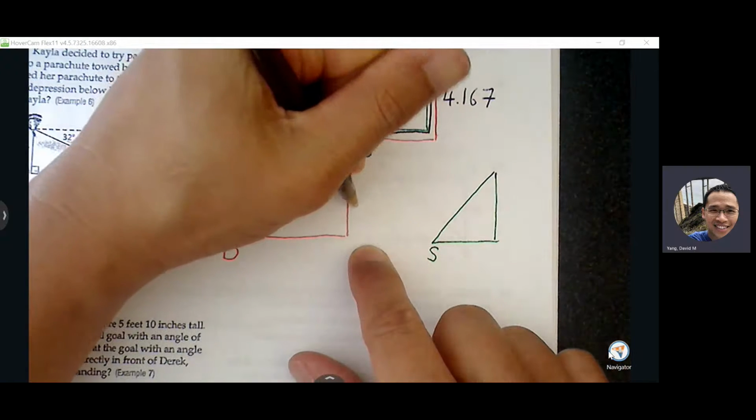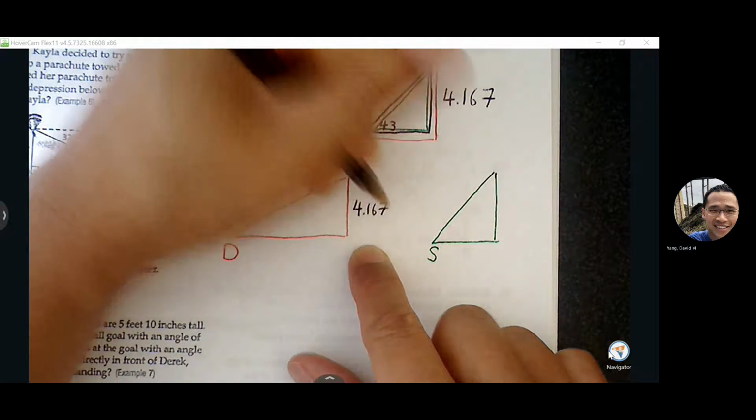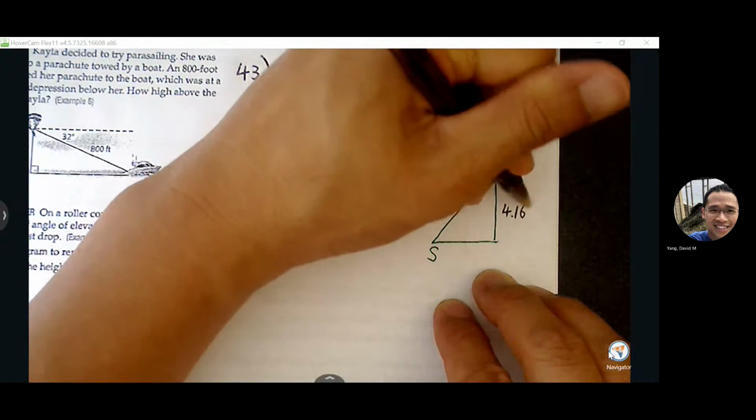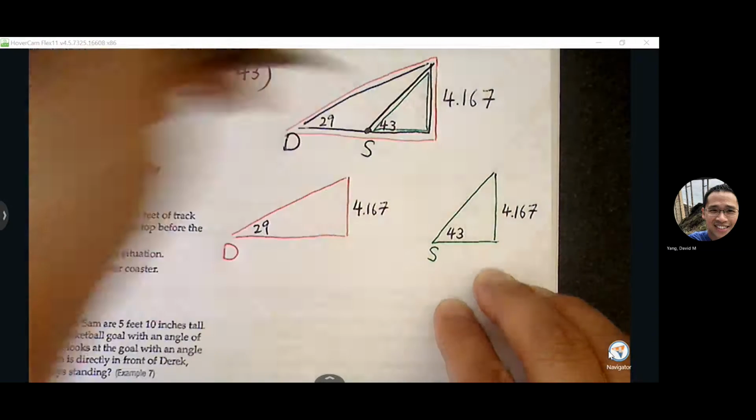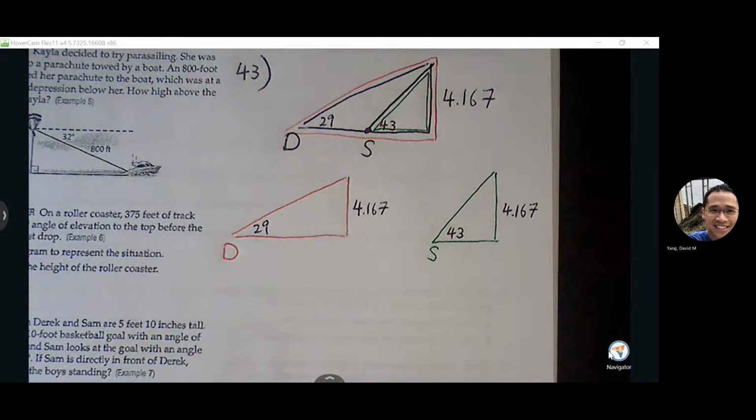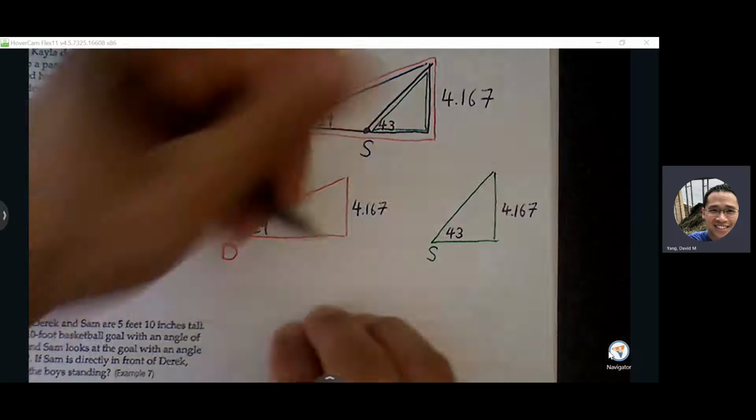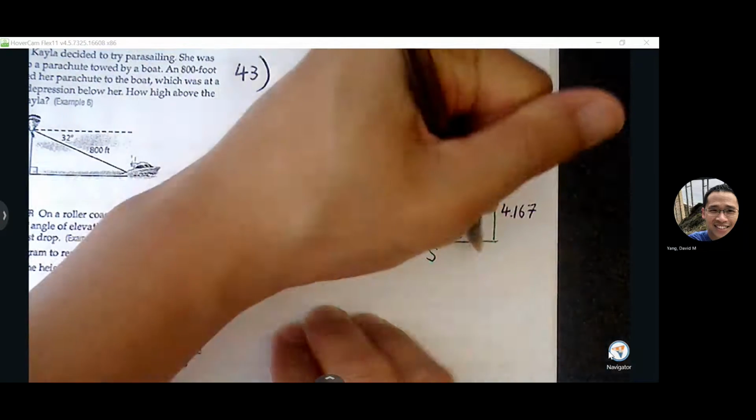I'm going to fill in both triangles. Okay, everybody see what I did here? I separated two problems, and I know that Derek and Sam's distance is going to involve these distances. So I'm going to just focus my attention on trying to figure out how far each of them is from the goalpost, or from the basketball goal. So I'll call this X, and I'll call this Y.